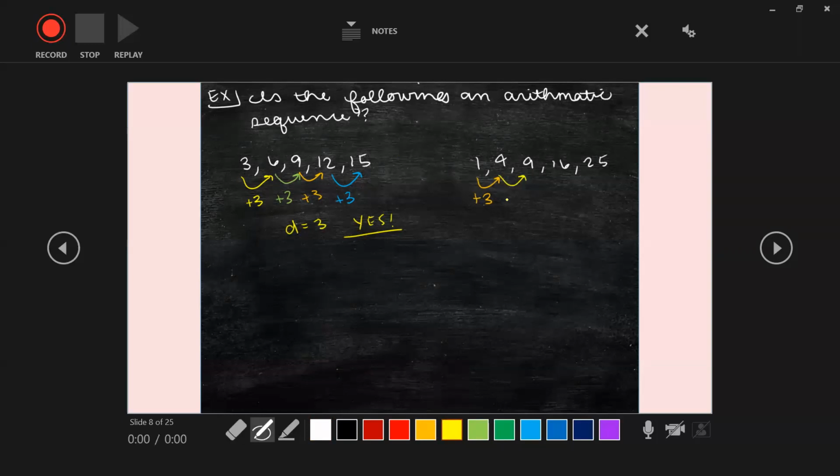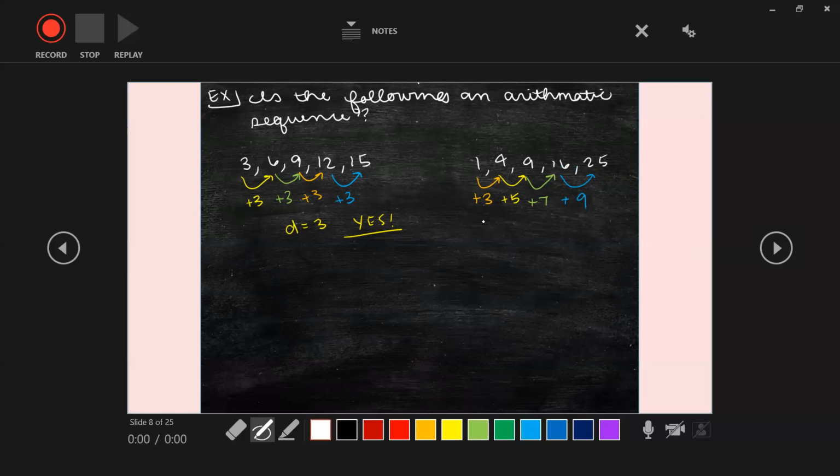What are you doing with 5? Adding 5. Emma, consecutive terms. 9 and 16. Okay, what's the difference between them? Adding 7. Thank you. Elijah? 16 and 25. What's the difference? Plus 9. Is this constant?